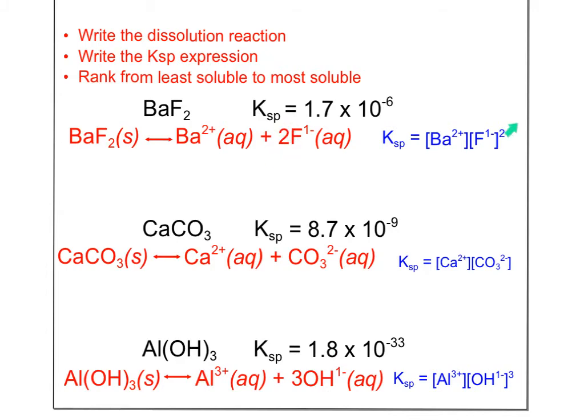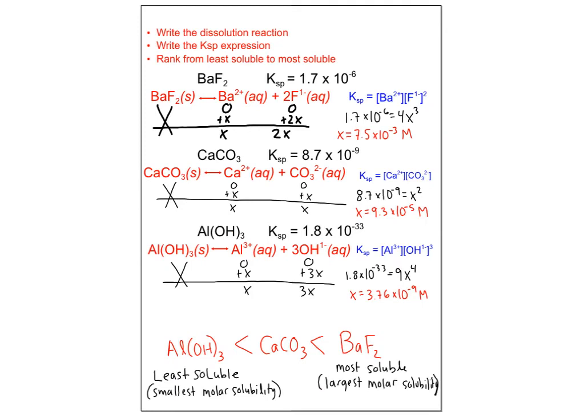Okay, and then we write our Ksp expression. Remember, if there's a coefficient, that becomes the exponent. And then the idea here is you can set up an ICE table and solve. We know what Ksp is, solve for X, and we can compare the X values directly. So in all of these, I did an ICE table, solve for X, and now I can compare the X values: 10^-3, 10^-5, 10^-9. So the most soluble is going to be the one to the -3rd. The least soluble is going to be the one to the -9th.